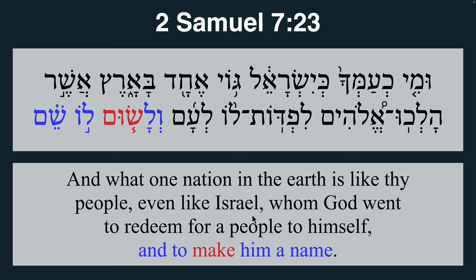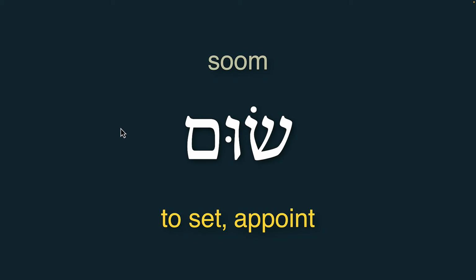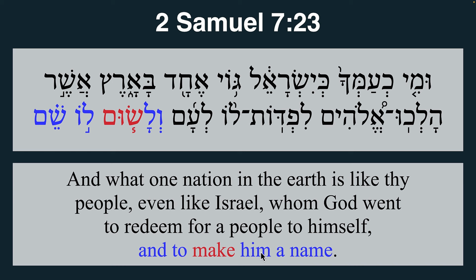God went to redeem for him a people to himself and to make him a name. Here the word is Velashum lo Shem. Velasum actually. So the dot is on the left hand side as opposed to the right hand side here, that is a cantillation. Don't worry about that. Well, assume lo Shem, to make him or to set. The word sum means to set or to appoint for himself a name.